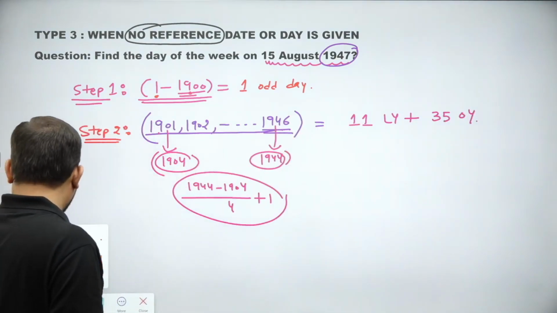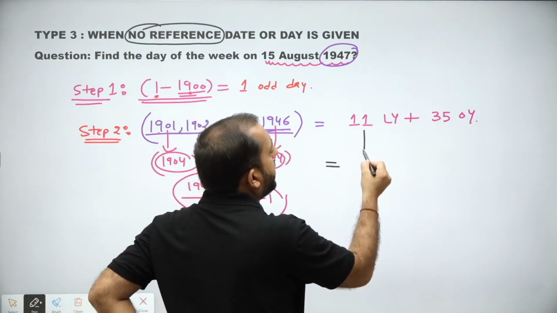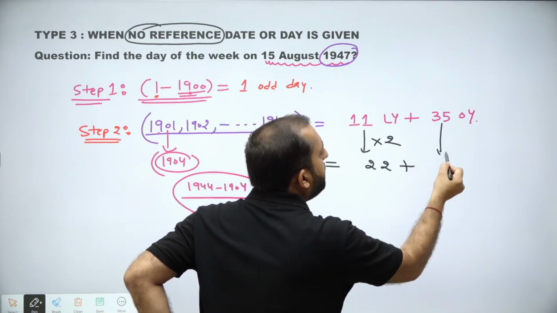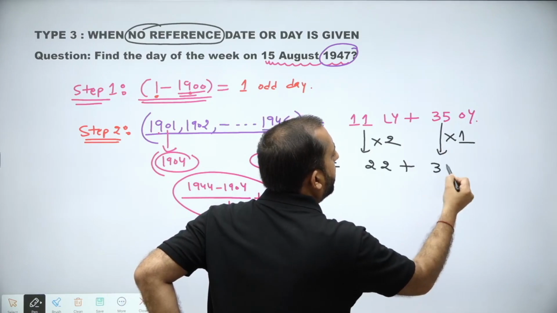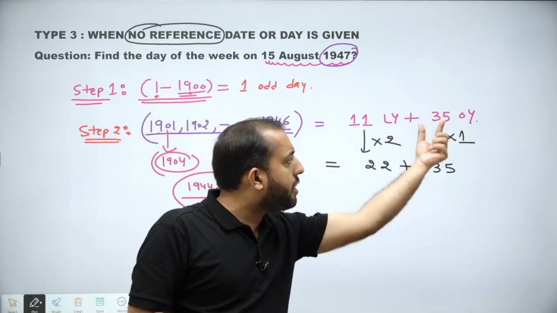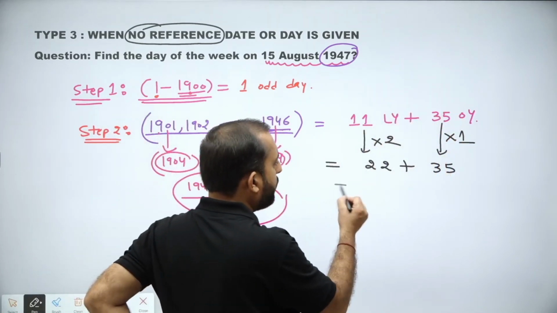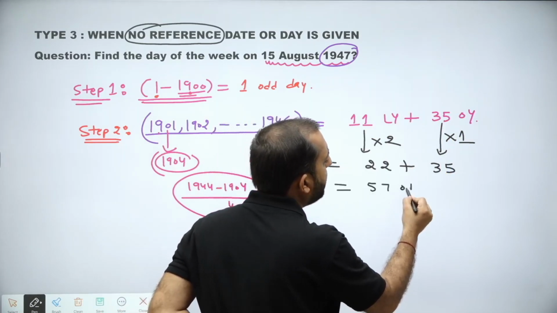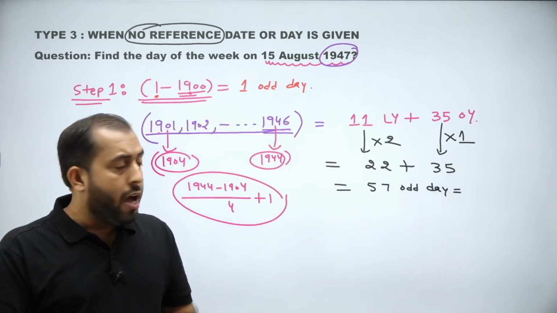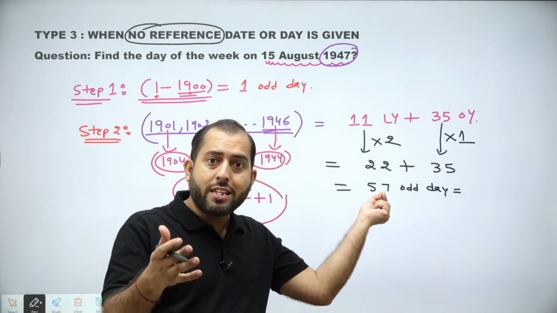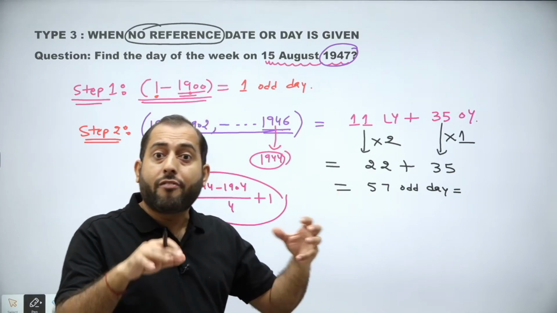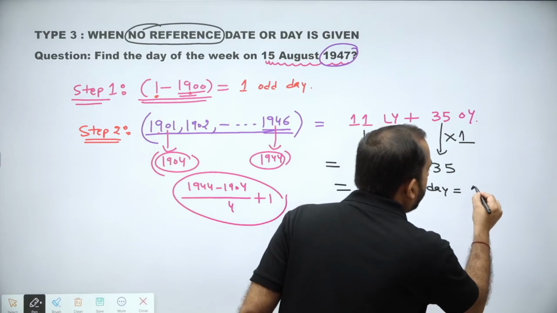In one leap year, 2 odd days are present. So in 11 leap years, 22 odd days. In one ordinary year, 1 odd day. So in 35 ordinary years, 35 into 1 is 35, and in total 22 plus 35 comes out to be 57 odd days. Now, the number of odd days can never be more than 7. If you get a number more than 7, divide that quantity by 7 again and write down the remainder. 57 when divided by 7, the remainder is 1.